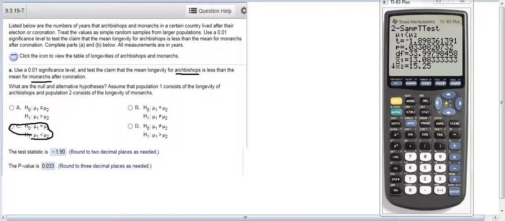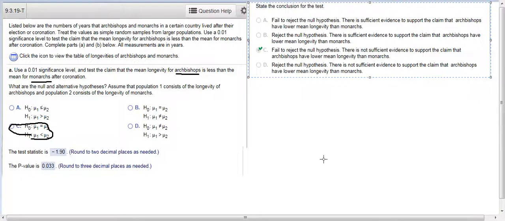The next thing they're going to ask is to test this and write our conclusion. Based off the p-value and the significance level, it's important: this is a pretty low p-value, but that's not what we were testing against. What we're testing against is 0.01. Typically we test against 0.05, but this is all about deciding how confident we want to be. This number is not less than that, so we fail to reject. There is not sufficient evidence. Those two go hand in hand always.